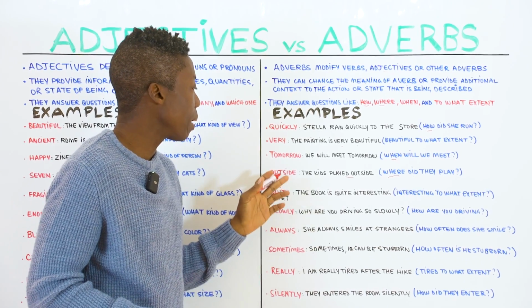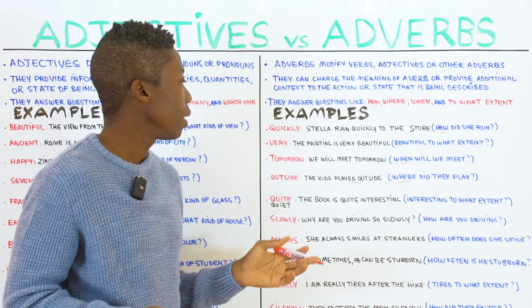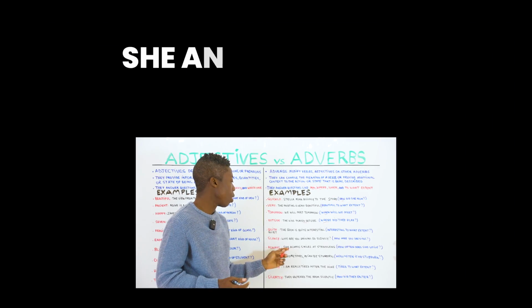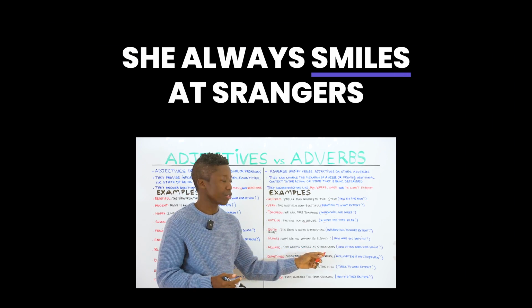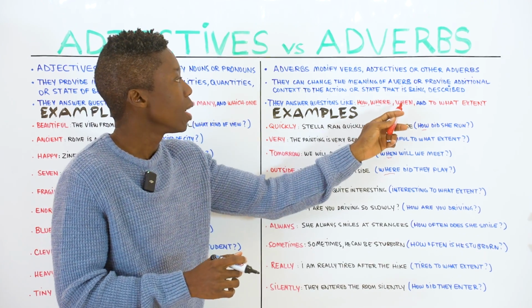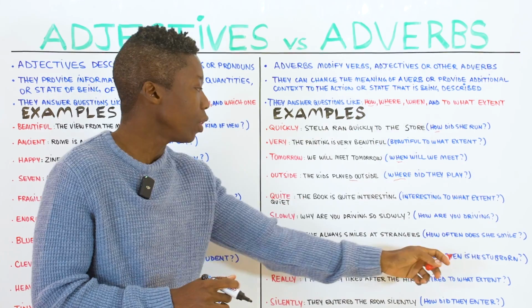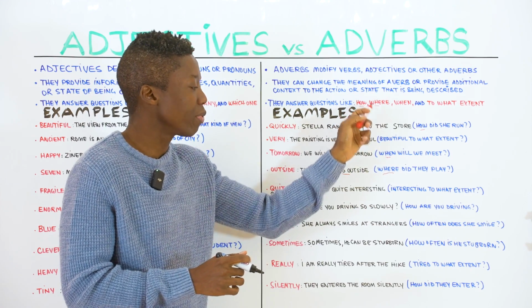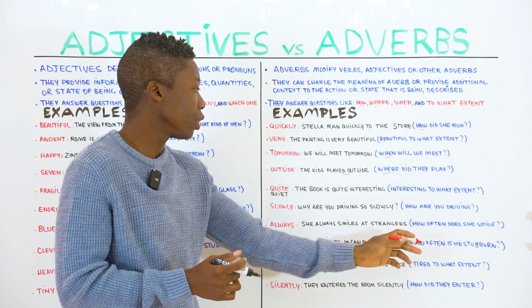Comme always, sometimes, tomorrow, outside, very, etc. Okay? Donc always: she always smiles at strangers. How often does she smile? How often? Okay? So how often does she smile? Donc, ce how, vous pouvez ajouter quelque chose d'autre. How often does she smile?